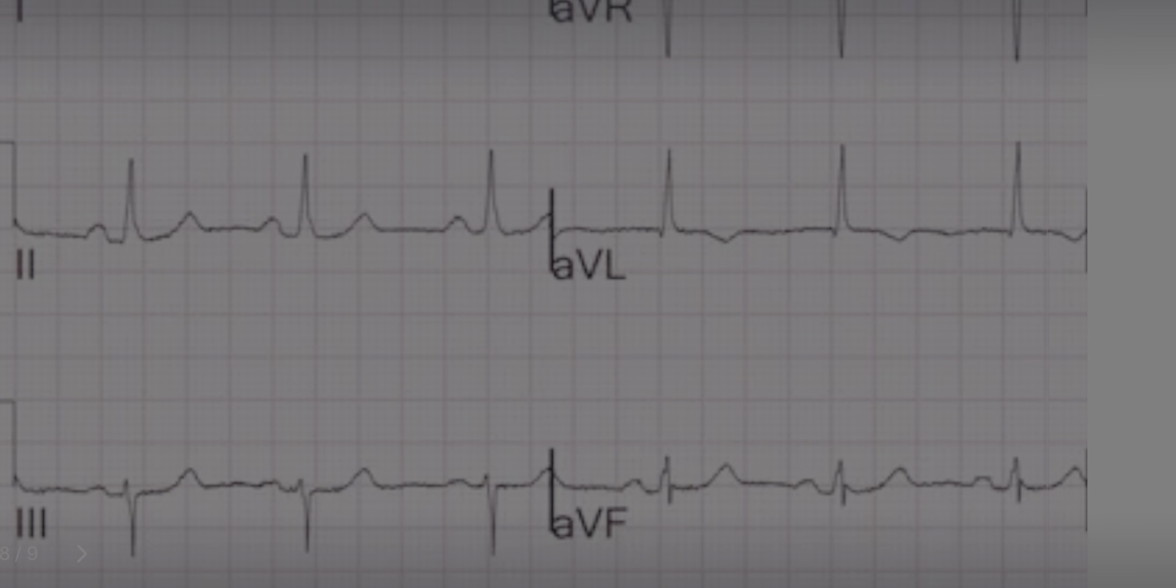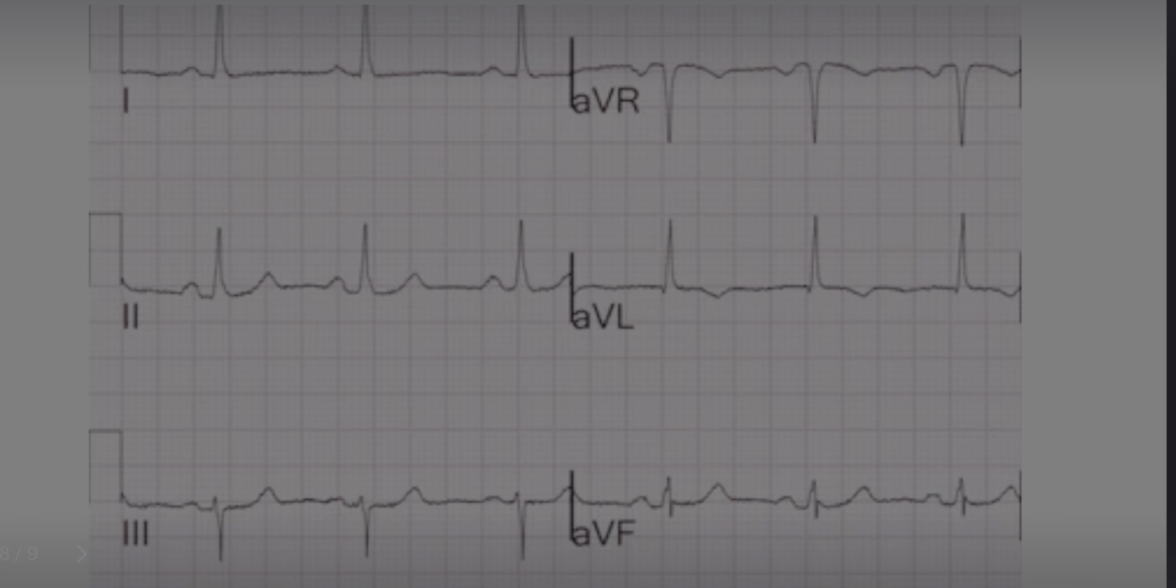So guys, these are very important STEMI equivalents, and there is a high chance of missing these changes in the ED. So if you get such an ECG, you should inform the cardiologist and shift the patient for emergency cath lab. I hope this video will be helpful for your emergency practice.